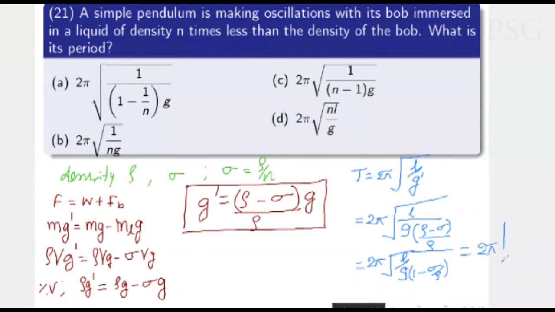So 2 pi into root of L divided by g into 1 minus. So what do you get? From this equation you can write sigma by rho equals 1 over n, correct? So here sigma by rho can be written as 1 over n. So option A is correct.